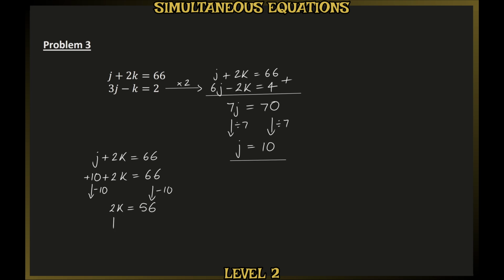Finally, we can now remove the times 2 from in front of the k by using its inverse, which is divide by 2, and doing the same on the right. The times 2 and the divide by 2 on the left cancel out to leave us with k, and on the right, 56 divided by 2 gives us 28. So k is equal to 28. And this means that our final solution for problem 3 is j is equal to 10, k is equal to 28.